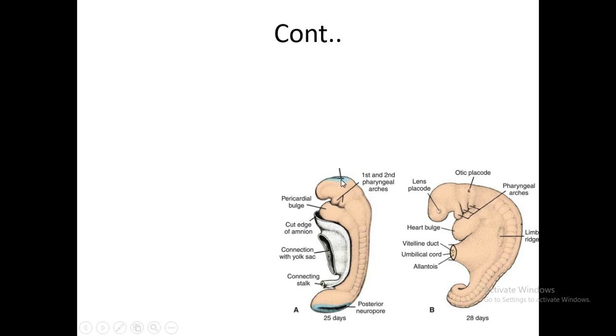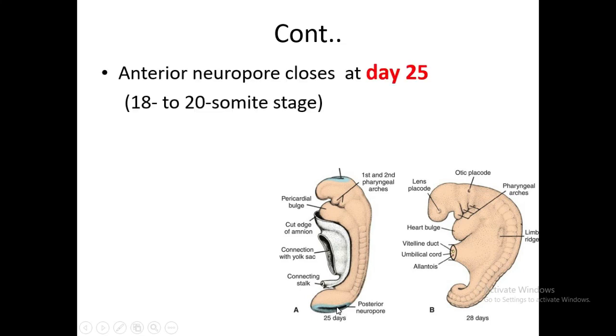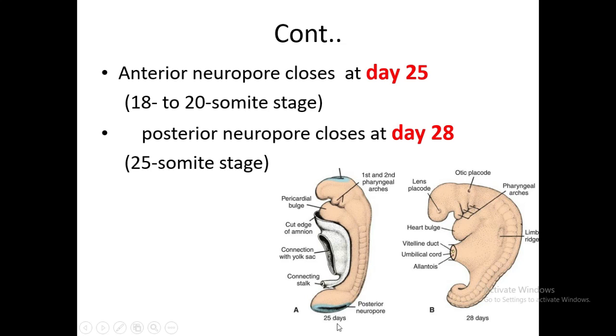This is the anterior or cranial neuropore. This is the posterior or caudal neuropore. The anterior neuropore closes at day 25 and the posterior neuropore closes at day 28. Students, you must remember these two dates. During the viva exam, examiners ask you what are the dates when the anterior neuropore and posterior neuropore close.